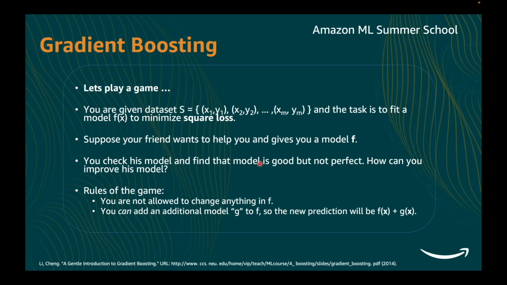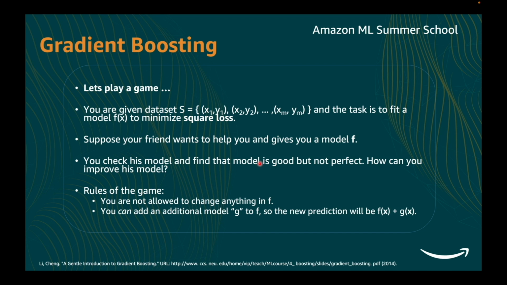So you have m data points. Your input x is some vector, and your output y are real valued. So this is a regression problem. Your task is to fit a model to minimize the square loss. Remember, the square loss is the model prediction minus the actual, the sum of the square of that over all data points. That is your squared loss, right?